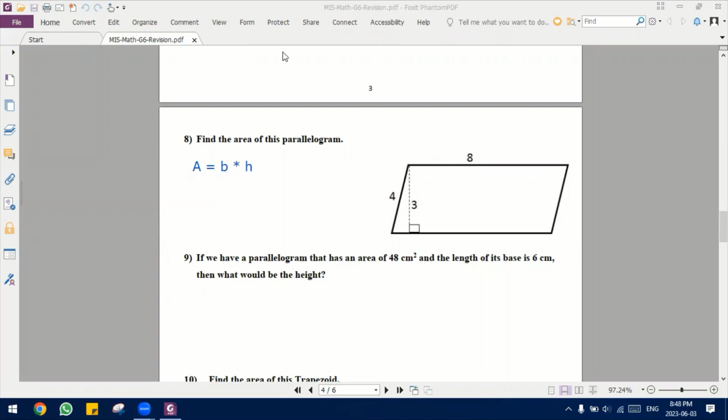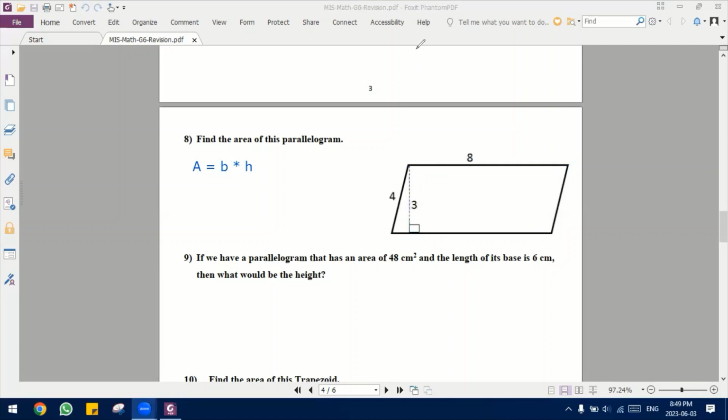Now, when I say base times height, there should be a right angle between them. For example, here in this picture, you can see that there is 4 here. But this side is not perpendicular. There's no right angle here. So that number 4 here is useless. Don't use it. If you use it, then you'll lose mark. The base here is this side or that side because they are equal. So the base here is equal to 8. And the height is here. You can see the right angle also. It's a 3.